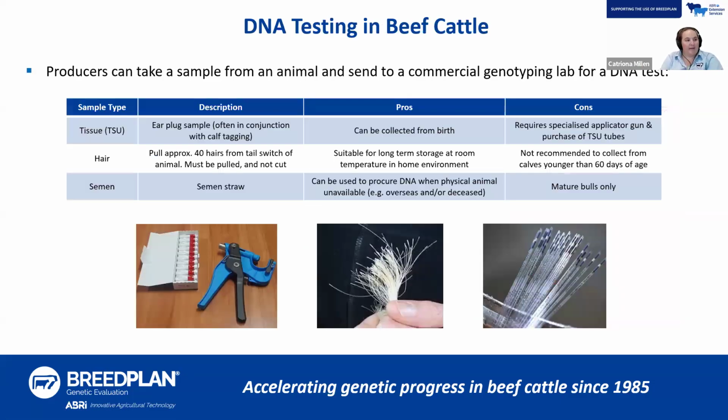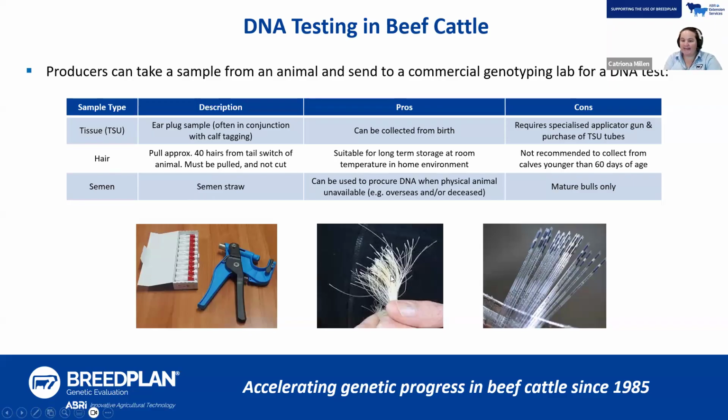DNA. So producers can now take a sample from an animal and send it to a commercial genotyping lab for a DNA test. There are a couple of tissue types or sample types that are commonly collected. We're seeing tissues taken by a tissue sampling unit or an earplug sample, a TSU, used quite often here in Australia. That's often done in conjunction with calf tagging. The pro is it can be collected from birth. The con is that we need that specialised applicator that you can see in the picture here, and also requires the purchase of TSU tubes.